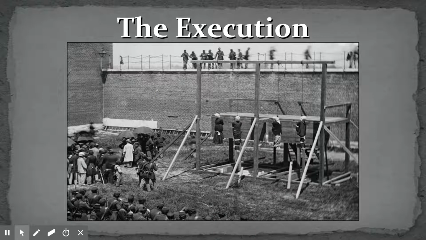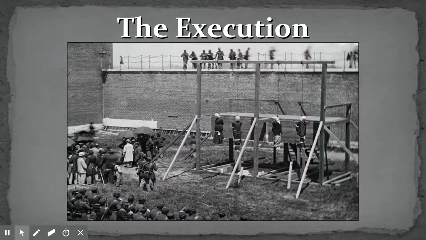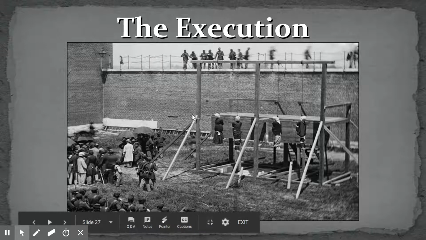Lincoln will die early the next morning of April 15th. So he's shot the night of the 14th, dies in the early hours of the 15th because the bullet wound didn't kill him right away. And this is the public execution of some of the conspirators. This is actually the first woman to be executed here, Mary Surratt, by the federal government.